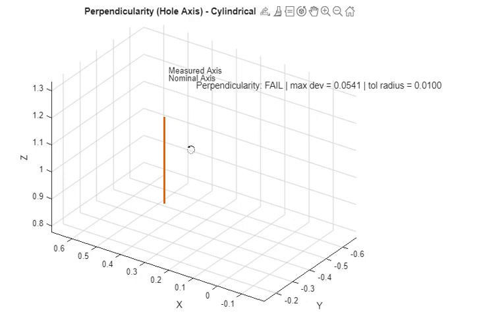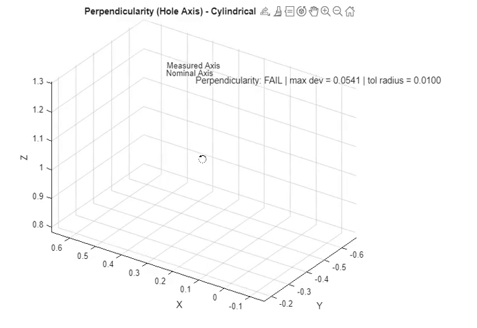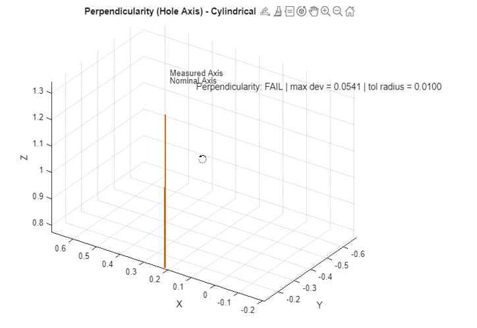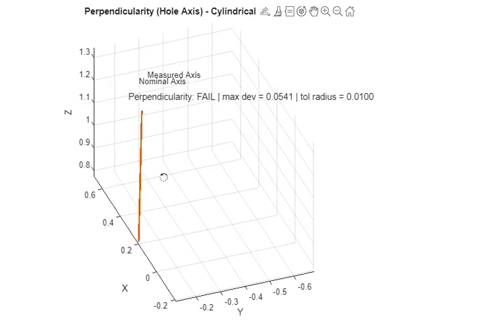Alright, so here is your perpendicularity, and you can see the whole axis for the cylindrical shaft right here. I'm just going to go ahead and simulate how the perpendicularity works. You can see the maximum deviation is 0.0541. Your tolerance radius is 0.01, which you can play around with. But in reality, let me simulate this a little bit so that we can see it.